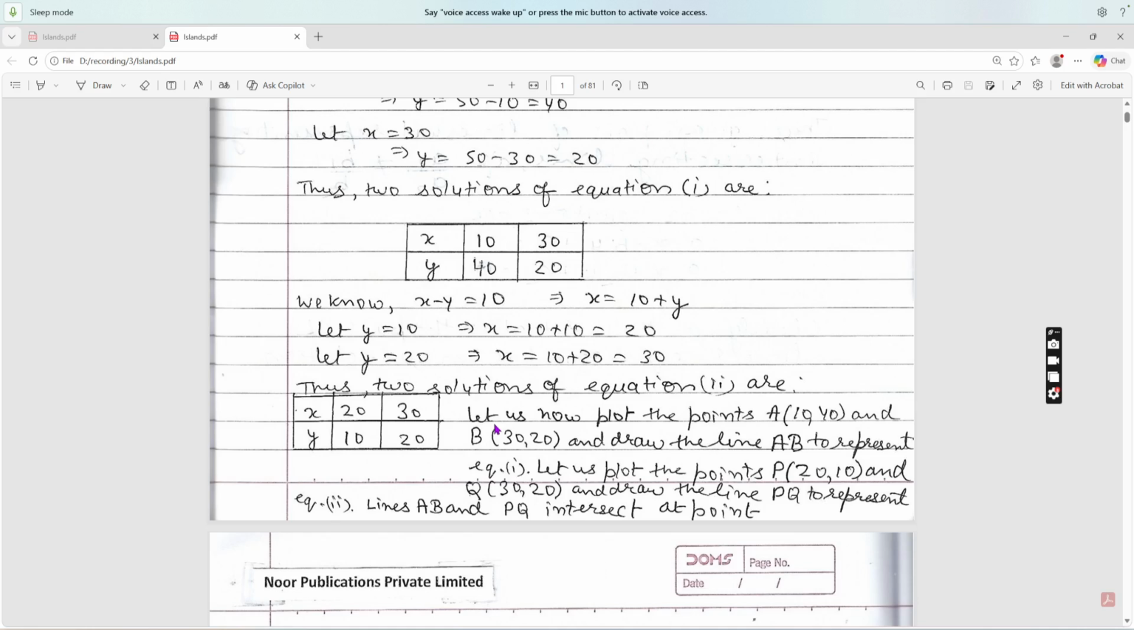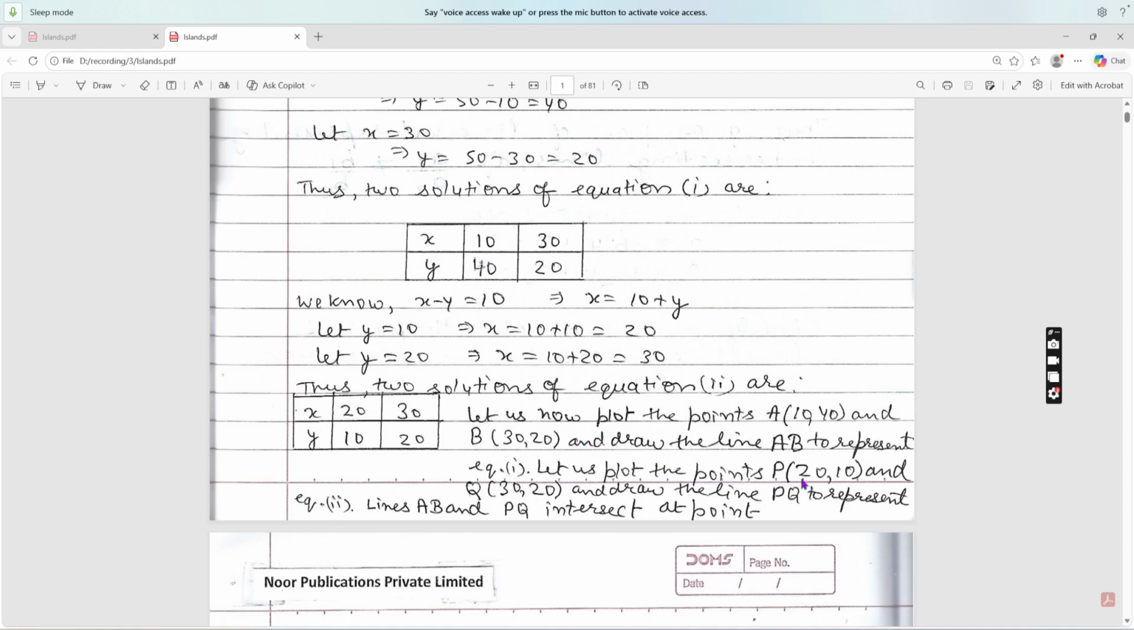Now we are going to plot these on the graph paper. Let us now plot the points A, which is 10, 40, and B, which is 30, 20, because it is the x coordinate and it is the y coordinate. The points would be 10, 40 and 30, 20. Let us assume that 10, 40 is represented by capital A and 30, 20 is represented by capital B. And now we draw the line AB to represent equation 1.